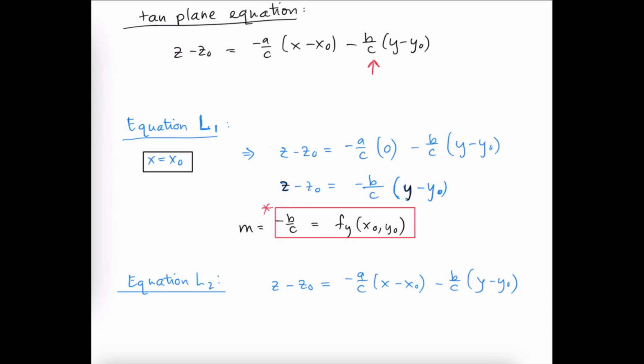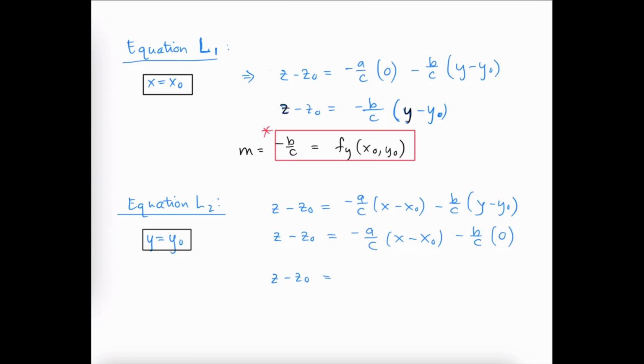Remember, line 2 is the intersection between the tangent plane and the plane y equals y naught. The two planes intersect in a line. So to get the equation of that line, we'll simply plug y equals y naught in for our y value. When we do that, we get negative a over c times x minus x naught minus b over c times, when y is y naught, this value is 0 here.